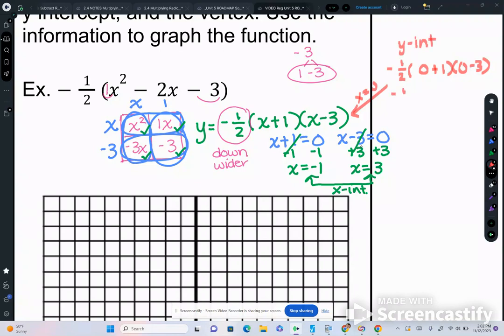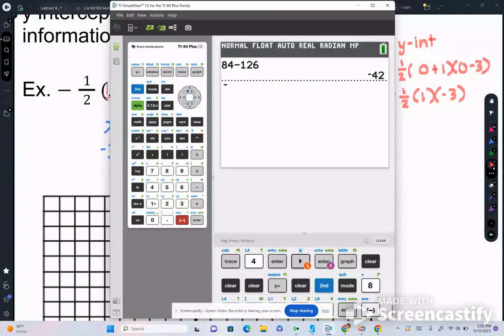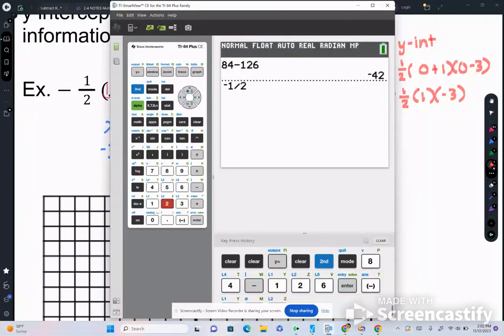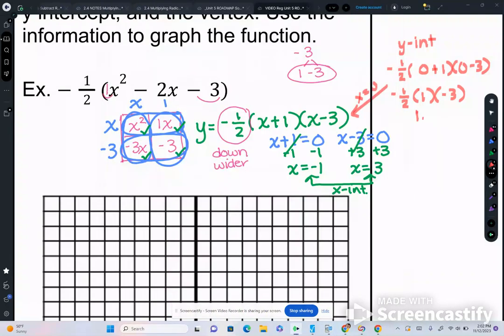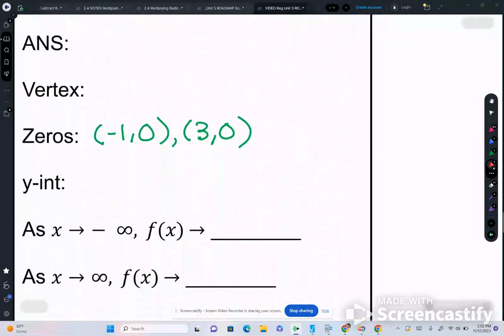So I'm going to go -1/2. 0 plus 1 is 1, and 0 minus 3 is -3. And so if I plug that into my calculator, so we can go -1/2, and then we're going to times it by 1, times it by -3, and we get 1.5. And so that's my y-intercept. And so when I go to graph that, my y-intercept would be the point 0, 1.5. Not the best, but it's not horrible, just between 1 and 2.